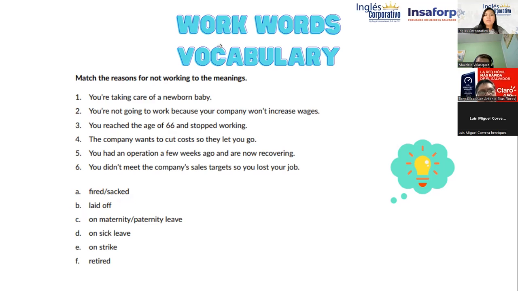Is it when the contract finishes? No, in this case, no. Because when you are fired from a company, it is because you did something bad, something that was not correct. But if you are laid off, yes, it's because the contract just finished, right? They actually fire you, but the layoff means despedir también, pero positivamente, because the contract already finished. That is going to be the difference.